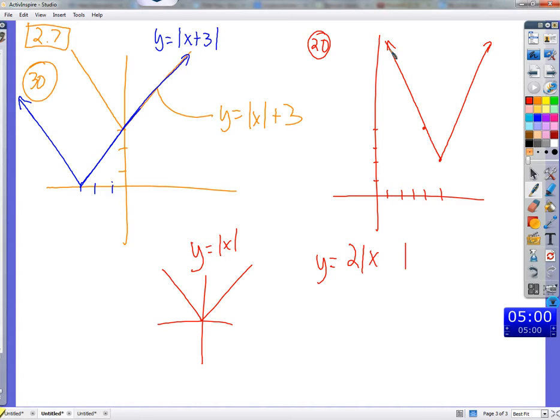We just talked about this over with this one. X plus 3, what did that do? It moved it to the left 3. Minus 5. So minus 5. That moves it to the right 5.